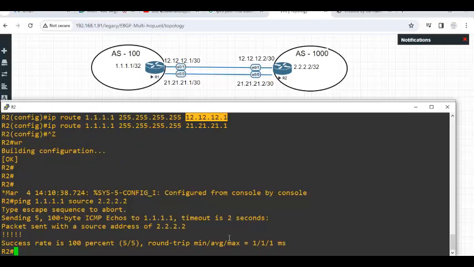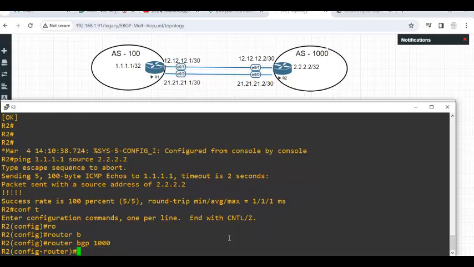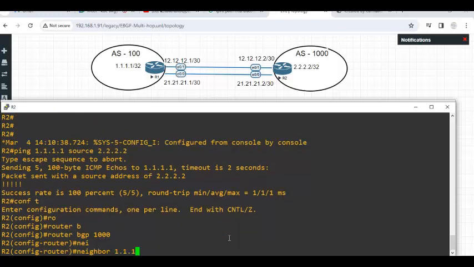Second thing, we want the update packets to go from loopback, isn't it? So let us configure that. Router BGP 1000 here. Neighbor is 1.1.1.1. Remote AS is 100. Neighbor 1.1.1.1 update-source loopback 0. Do you agree with this?